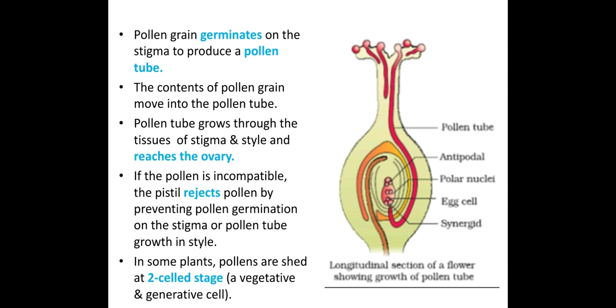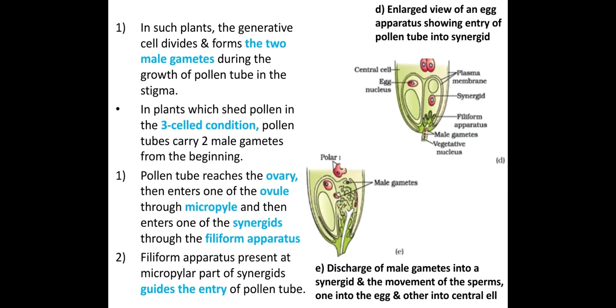So here, in some plants, pollen is shed at the two-celled stage. What are these two cells? One is the vegetative cell and one is the generative cell. In such plants, the generative cell will divide and form two male gametes during the growth of the pollen tube in the stigma. Until then, when these two gametes are formed during the growth of the pollen tube, there will be no male gametes in the pollen.